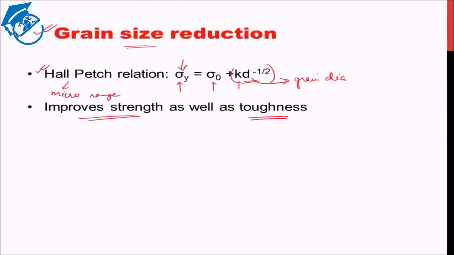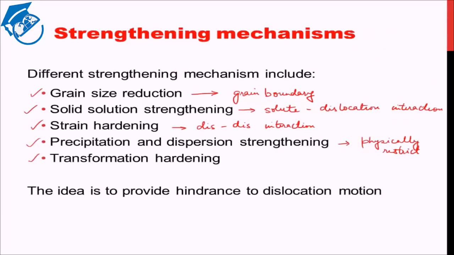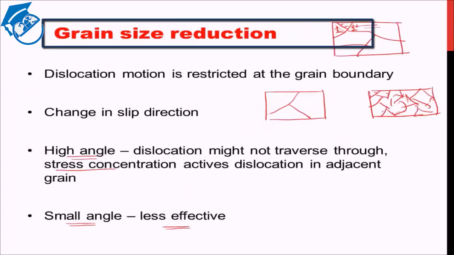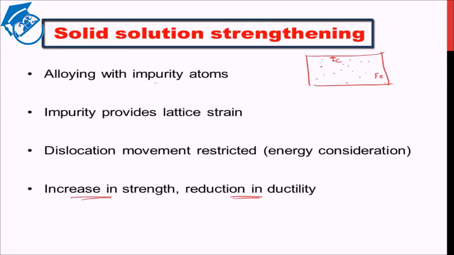Let's recap what we saw in today's lecture. We saw the different kinds of strengthening mechanisms that are possible to increase the strength. We discussed grain size reduction, how reducing the grain size leads to an increase in strength, because more grain boundaries means more restriction to dislocation motion. We have seen solid solution strengthening, where the solute particles pin down the dislocation or repel the dislocation from moving further. So this gives you an idea about the different possible ways in which the strength of a material can be increased.